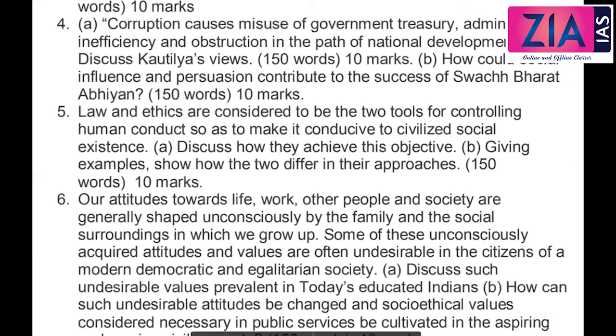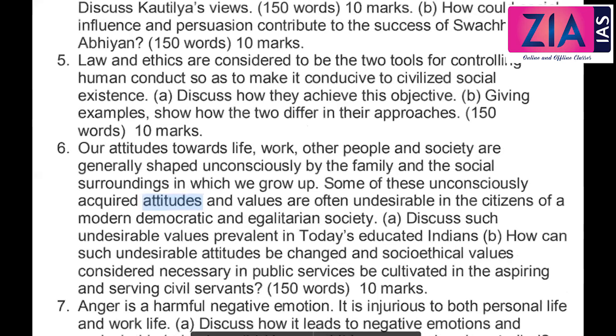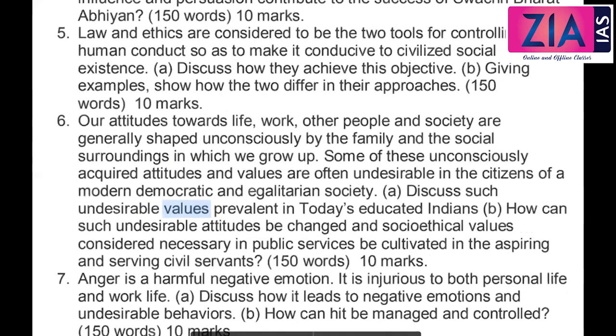Okay, so next question. Our attitude towards life, work, and other people and society are generally shaped unconsciously by the family and the social surroundings in which we grow up. So here we are talking about family, and the social surroundings include the educational system, the religion, the peer group, and everything. Some of these unconsciously acquired attitudes and values are often undesirable in the citizens of a modern democratic and egalitarian society. Discuss such undesirable.